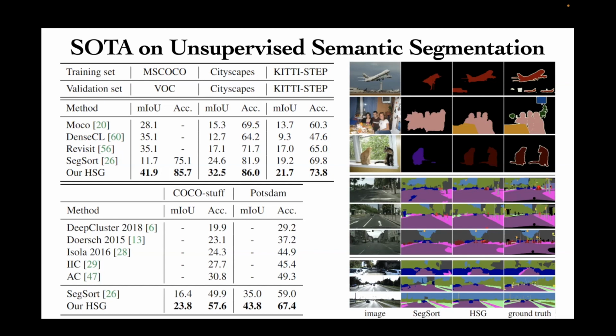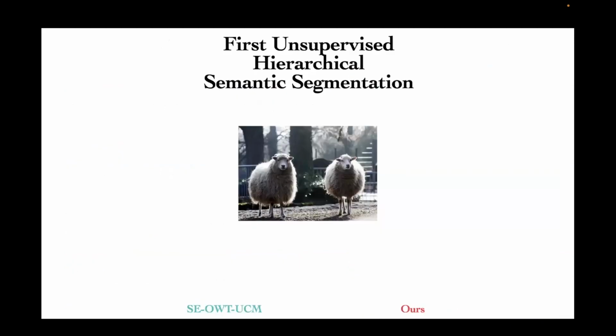And at the bottom are COCO-Stuff and Potsdam. We have much better, even higher gains, because those data sets are primarily texture segmentation. But benchmarking on unsupervised semantic segmentation is selling the method short. We can do hierarchical semantic segmentation.